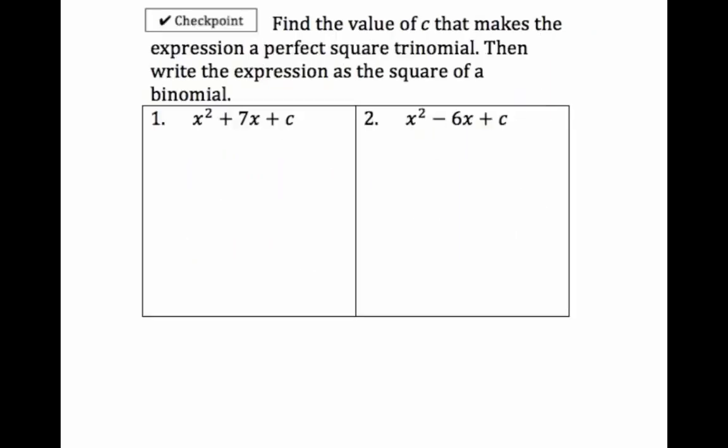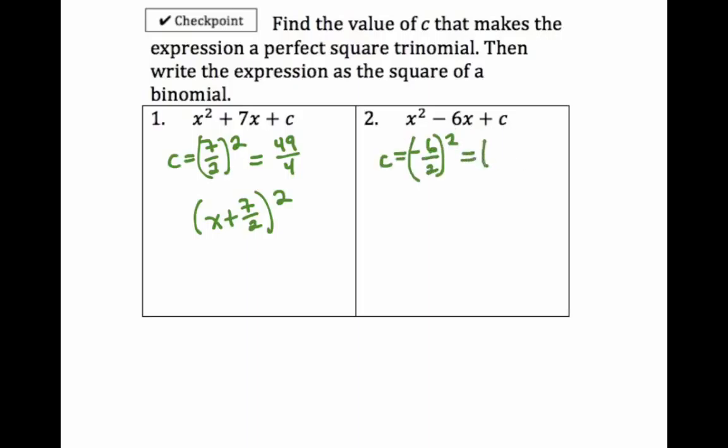All right, so go ahead and pause, try these, and come back when you're ready. Welcome back. I'll work through these for you, but I'm going to do it kind of quickly. So c had to equal 7/2 squared, which is the same as 49 over 4. And I could rewrite that as x plus 7/2 squared. Over here, c had to be negative 6/2 squared, which is the same thing as 9. So I could rewrite that as x minus 3 squared.